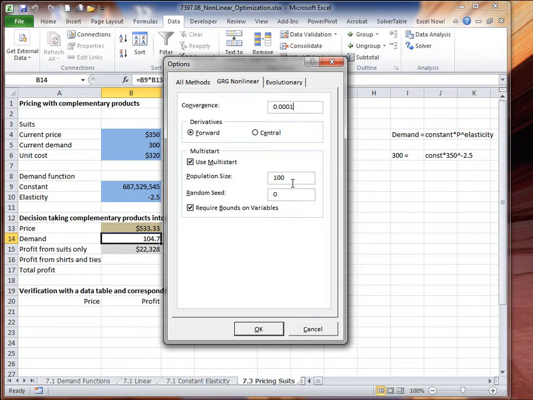What this is saying is it's going to choose 100 starting points. All right, that's the population size. And the starting points are going to be determined more or less at random using a procedure where you calculate a random number based on a seed value. And here the seed is 0. So it really doesn't matter what those numbers are. I mean, it matters, but 100 and 0 are as good as any to start with.